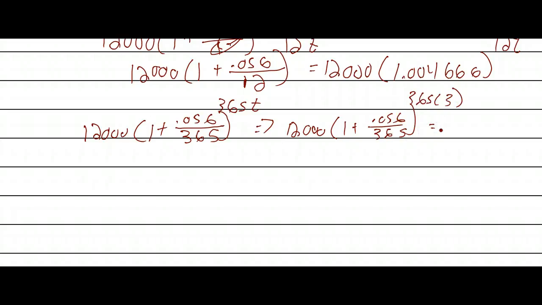So let's go ahead and just plug that into your calculator. You're going to get 12,000 times 1 plus 0.056 divided by 365, to the 365 times 3. Alright, 365 times 3 is 1095. So we got 1095.